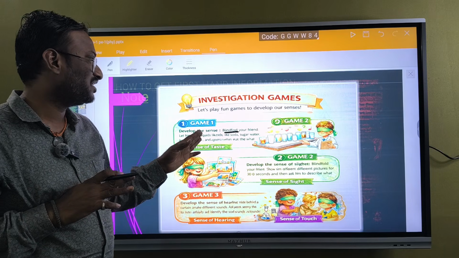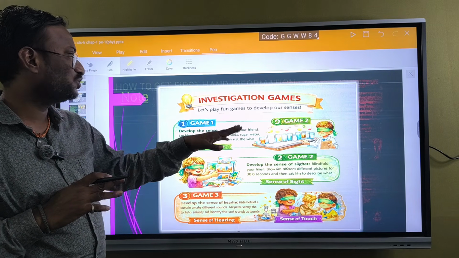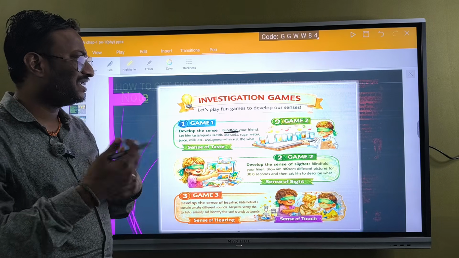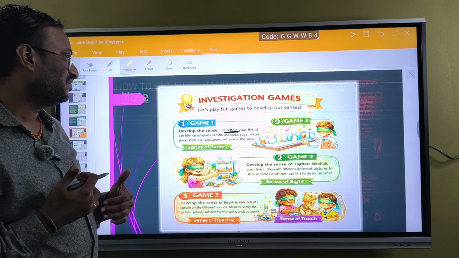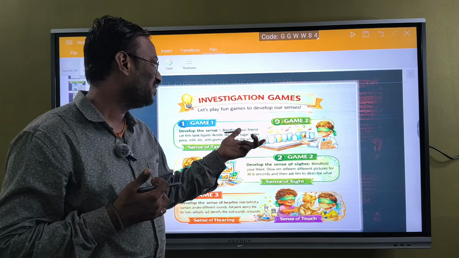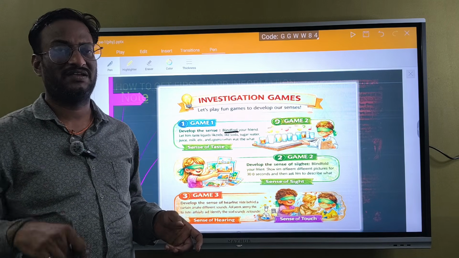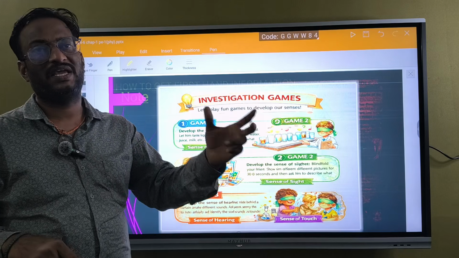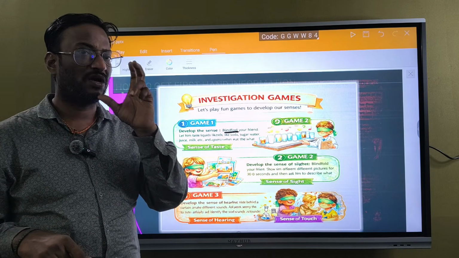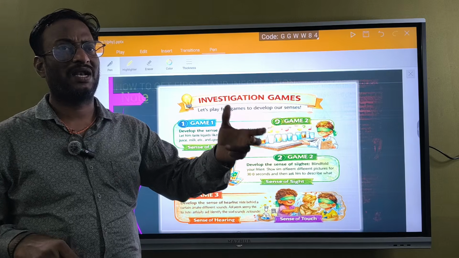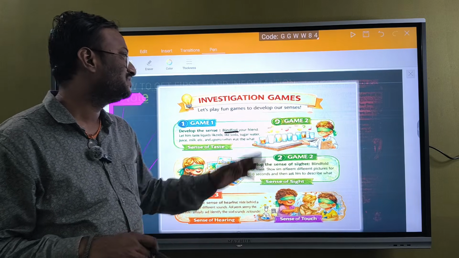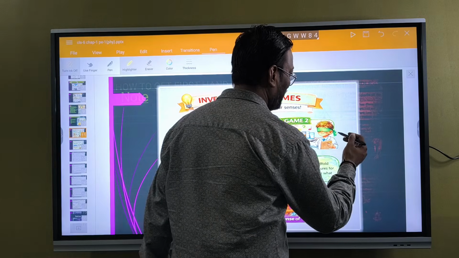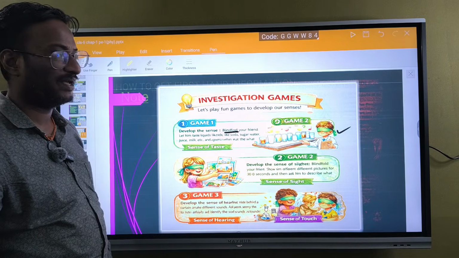Let him taste liquids like soda, sugar water, juice, milk, different kinds of liquids, and guess what it is without seeing. He has to just taste it, and say whether it is orange juice or soda or lemon soda, whatsoever. That is one of the games you can play at your home, with your neighbors.